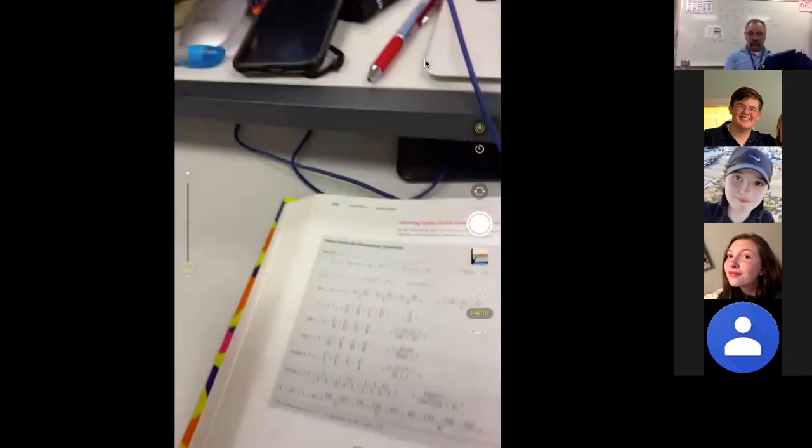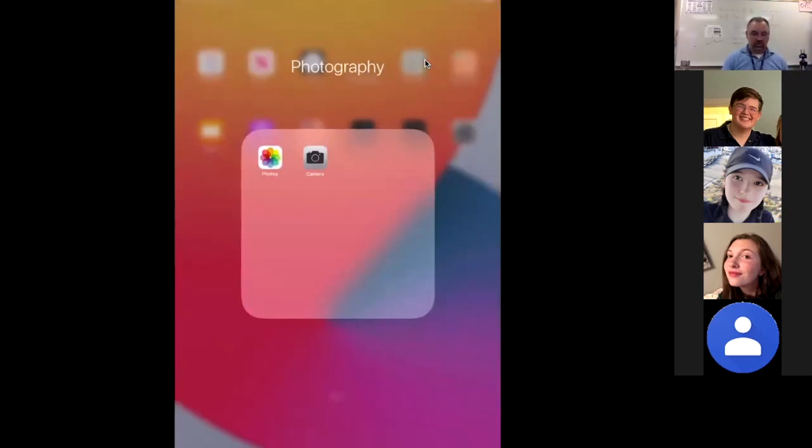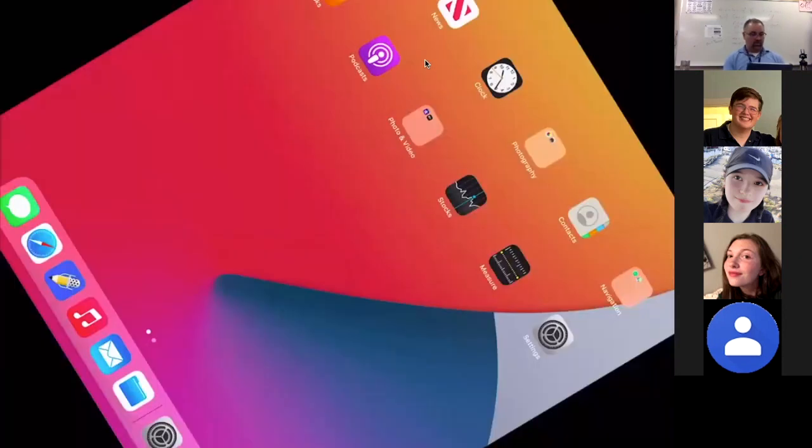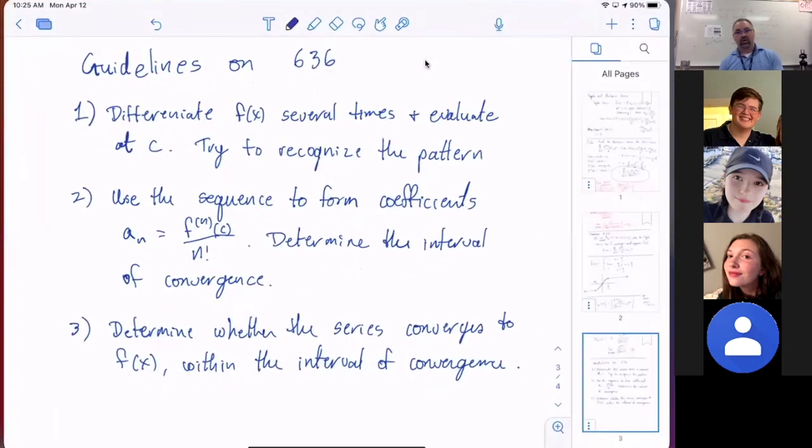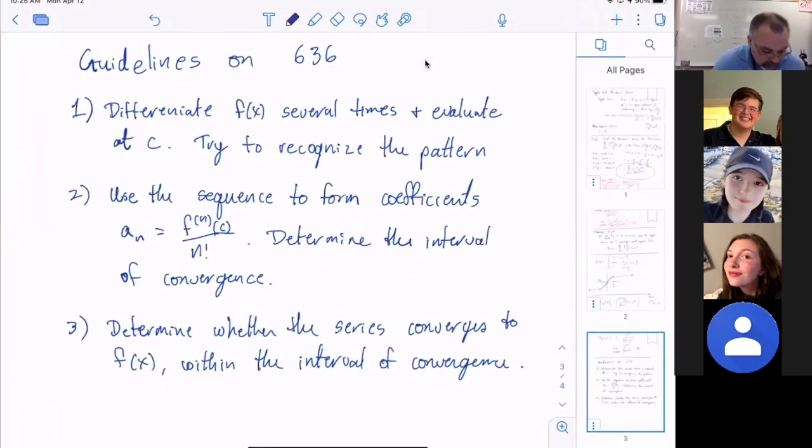So let me put this back into our notes. That's the idea: we can use those elementary power series to come up with a much easier way to build the power series for our functions.